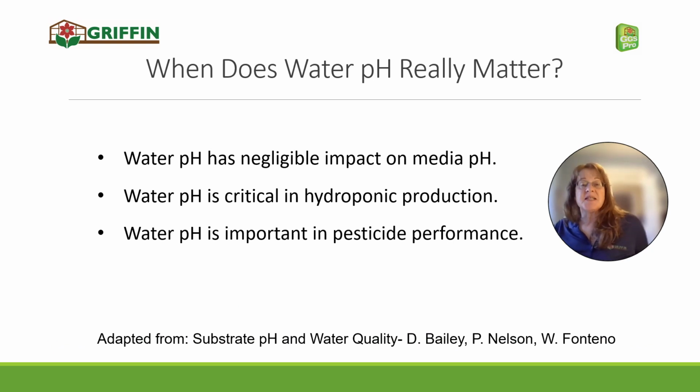So water pH was not listed as one of the factors in controlling the soil pH in my previous slide. And in fact, the pH of the water really has negligible impact on the pH of soilless media. However, the water pH is critical when you're in hydroponic production, where the water is actually the growing media. Water pH is also very important in pesticide performance. So pesticides have a range that they are stable at, and outside of that range, they may decompose rather quickly.